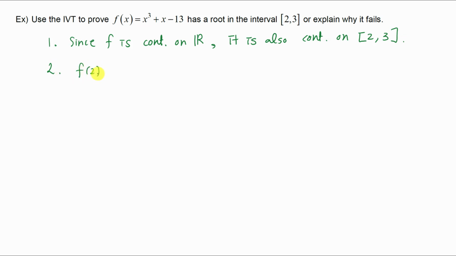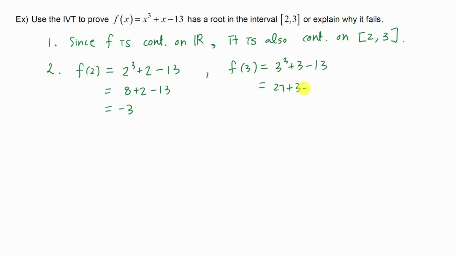What's f of 2? f of 2 is 2 cubed plus 2 subtract 13, which is equal to 8 plus 2 subtract 13, which is negative 3. And then what is f of 3? f of 3 is 3 cubed plus 3 subtract 13, which is 27 plus 3 subtract 13. So that's 30 minus 13, which is 17. So clearly f of 2 is not equal to f of 3. And then they said prove that it has a root.